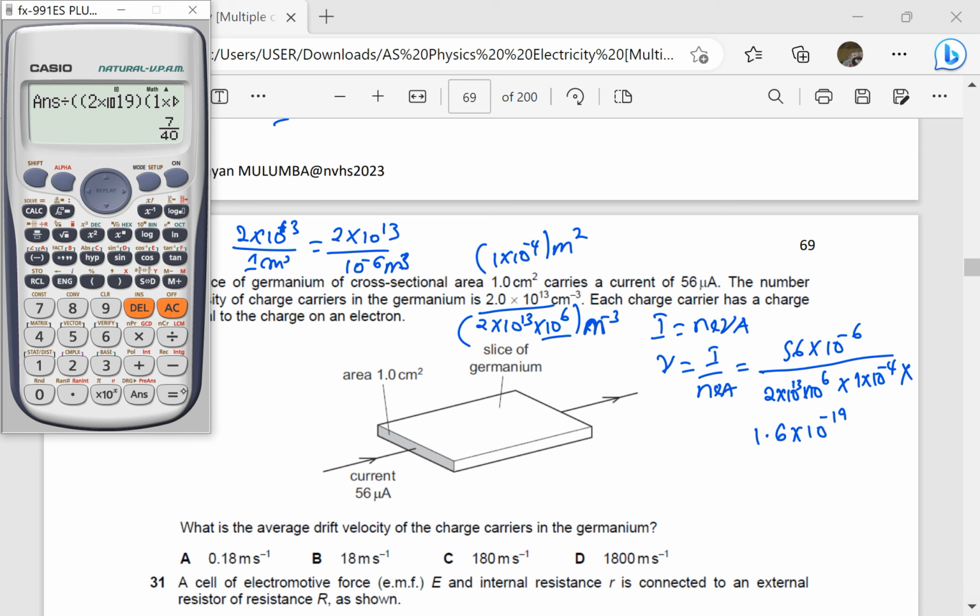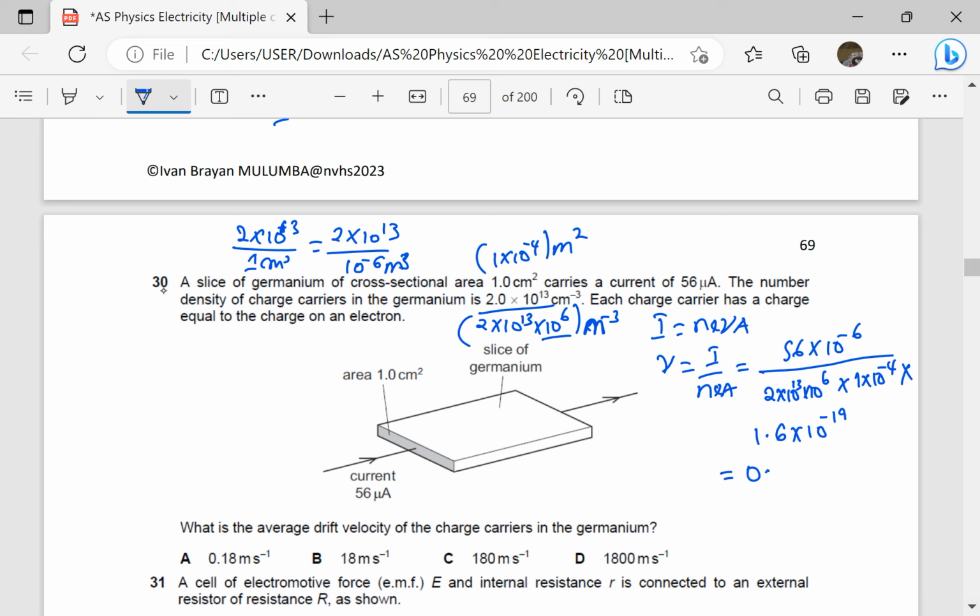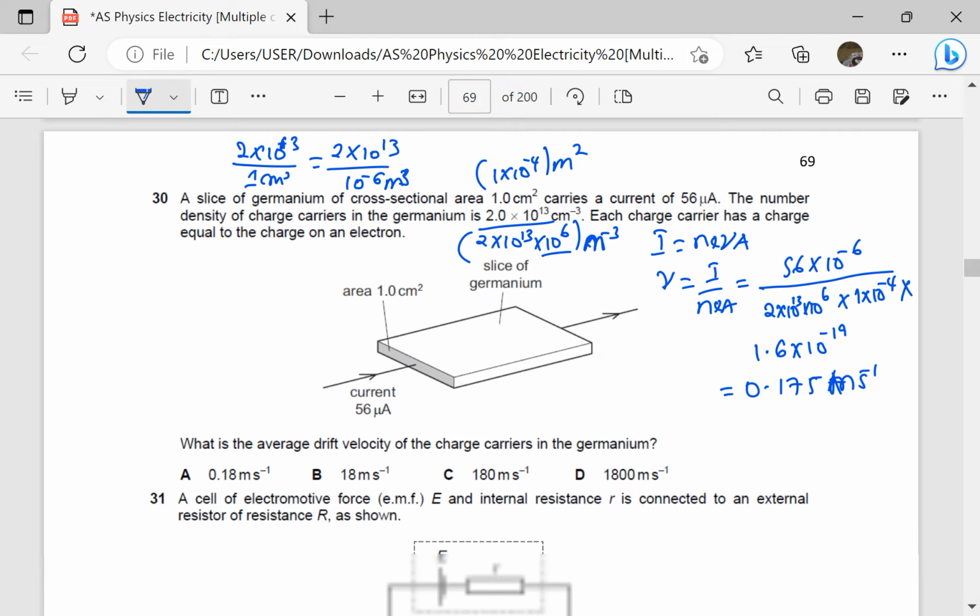So that gives me 7 over 40, which is 0.175 meters per second. So our answer is going to be 0.175, that is 0.18, to two significant figures.